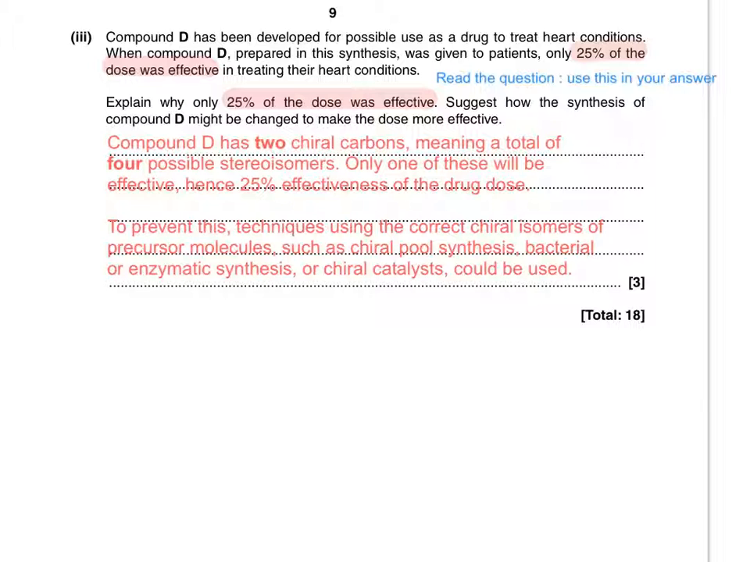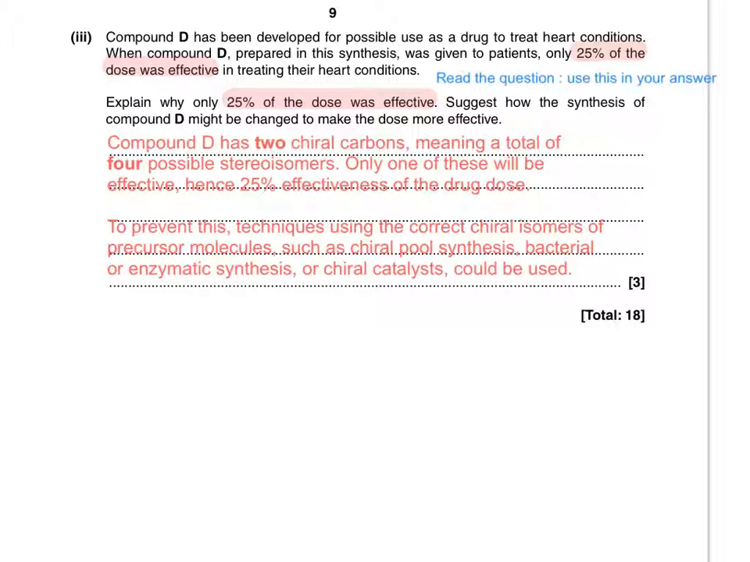So to get around this problem, you'd use things like chiral pool synthesis, bacterial or enzymatic synthesis. You could use biological methods, or you could use chiral catalysts. So in other words, think about what different techniques could be employed to stop the production of ineffective or toxic stereoisomers in the first place.